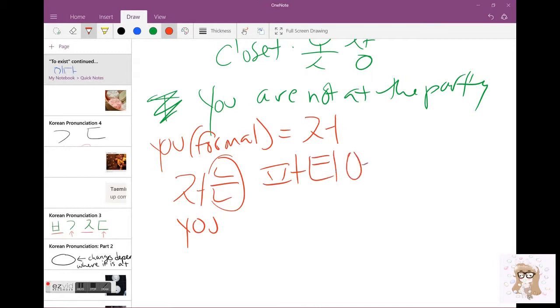And then party, I showed this word before, party. And then 에, to show it's a place. Okay, party에.